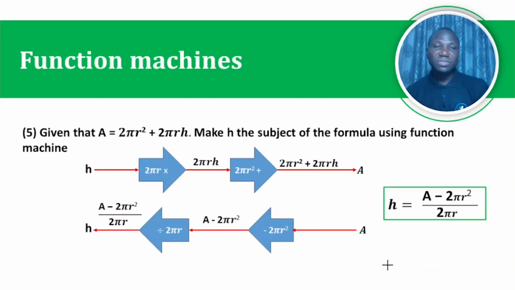Example 5. Given that a is equal to 2 pi r squared plus 2 pi r h, make h the subject of the formula using function machine.